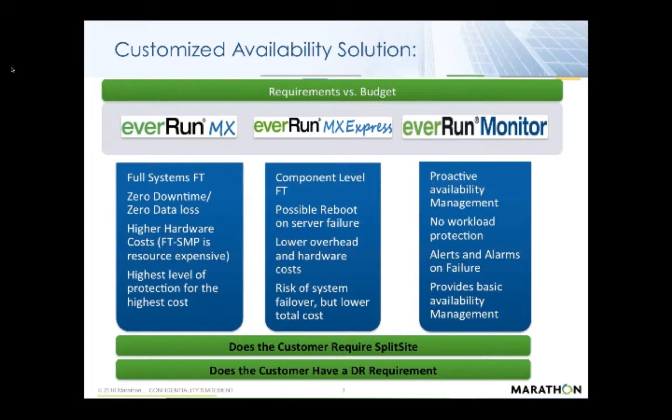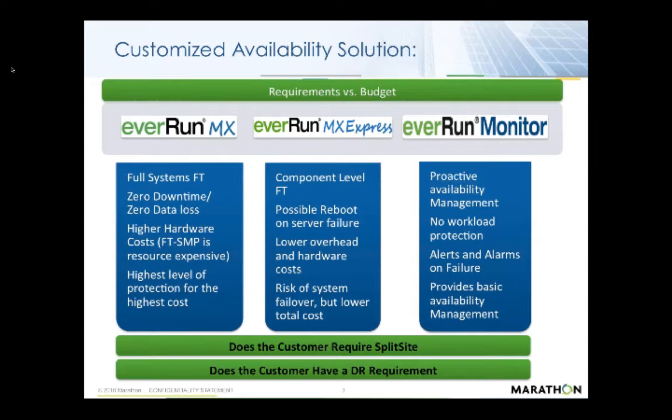So as we look across here at Everrun MX, obviously that's full system FT, zero downtime, zero data loss. Those are the real selling points to a customer. However, FTSMP is resource expensive. So you look at the overhead that's associated with being able to do full system protection. And if the customer has the budget to purchase the servers, we want to make sure that we're putting our best foot forward and offering them that flagship product.